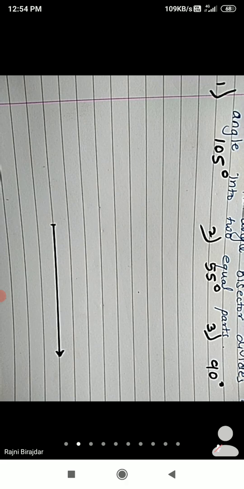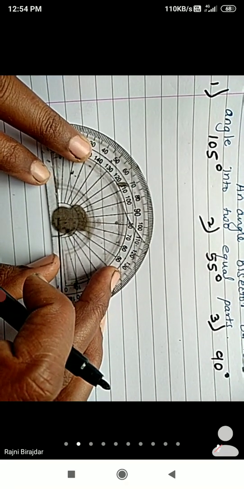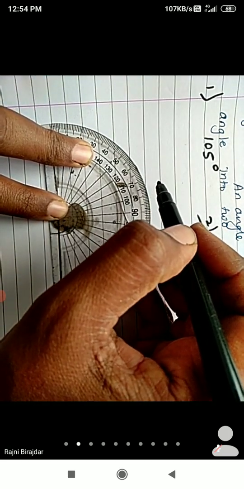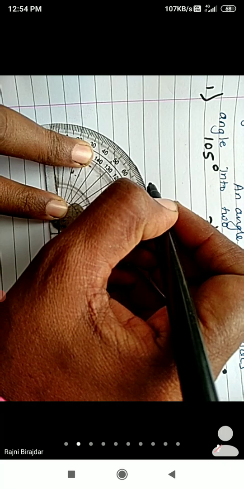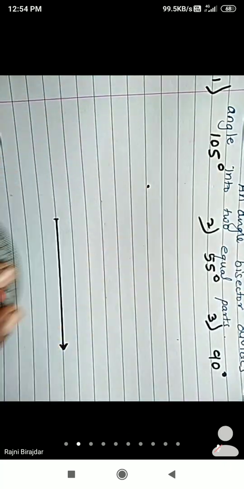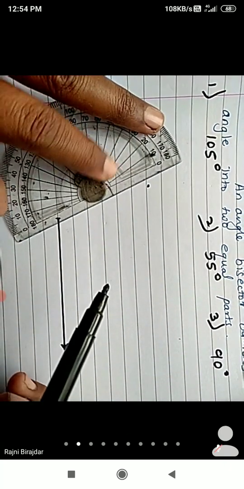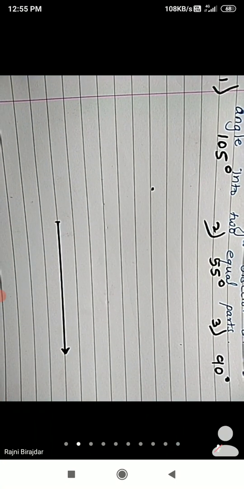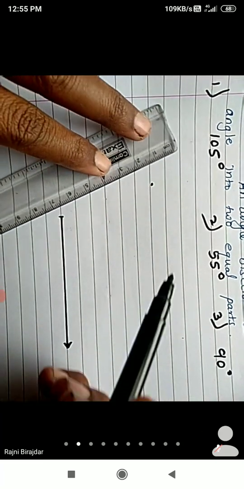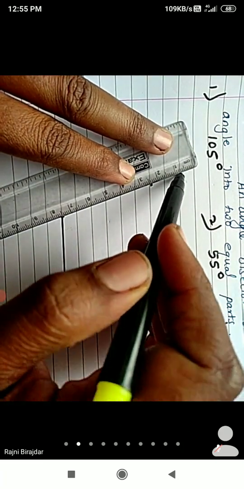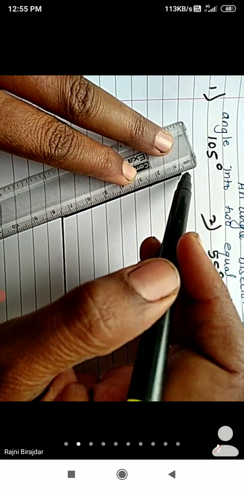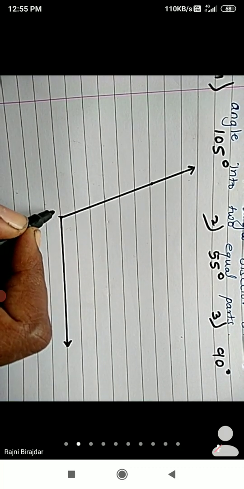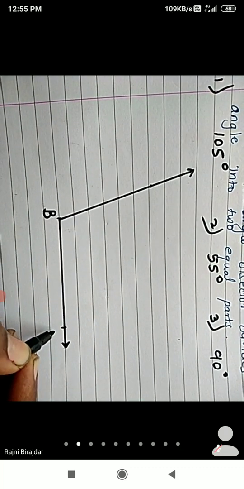and draw a 105 angle. So here after 100, 5 lines. So join that. Yes, I'll join that. Just observe it. So extend the line. And give any name here. I'll give A, B, C.